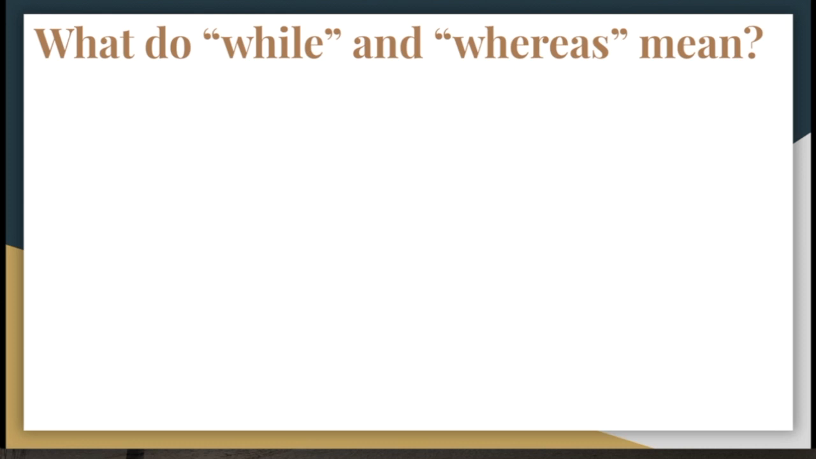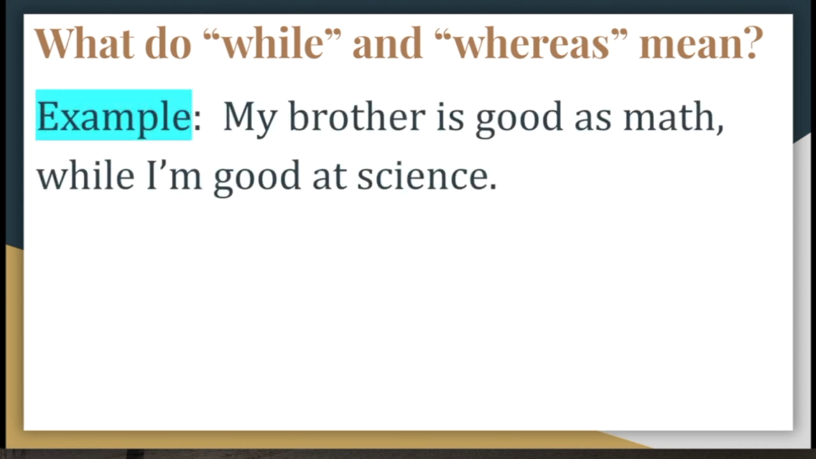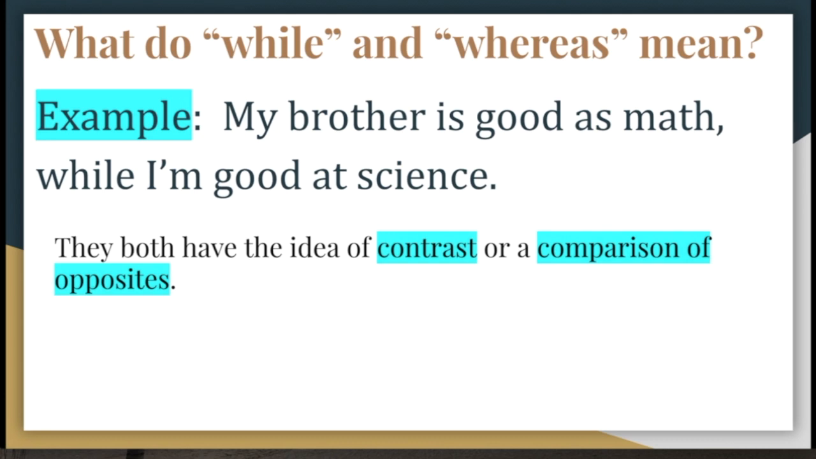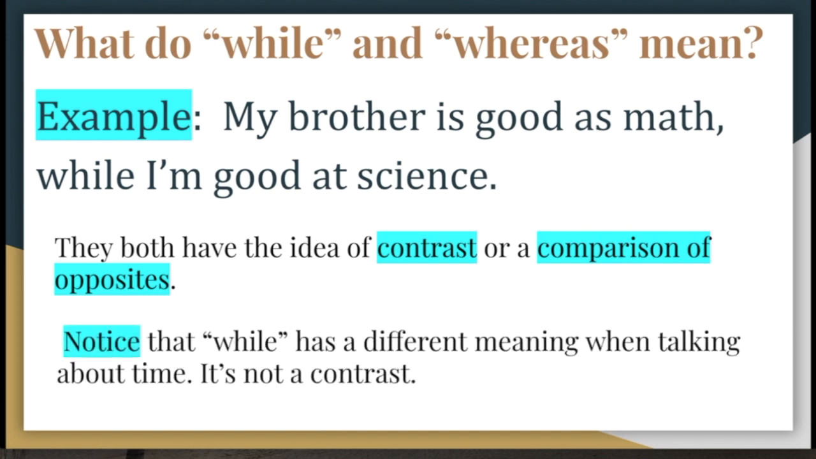What do while and whereas mean? Let's look at that sentence again. My brother is good at math, while I'm good at science. What do you think it means? They both have the idea of contrast or comparison of opposites. Notice that while has a different meaning when talking about time. It's not a contrast. But here we're not talking about time, right? We're talking about a comparison or a contrast of two different brothers.